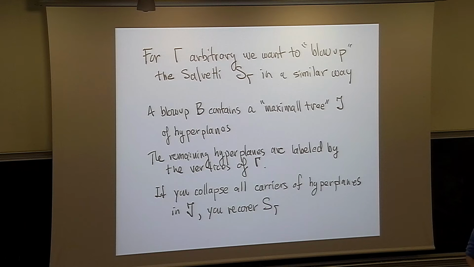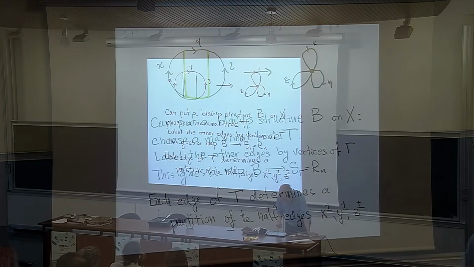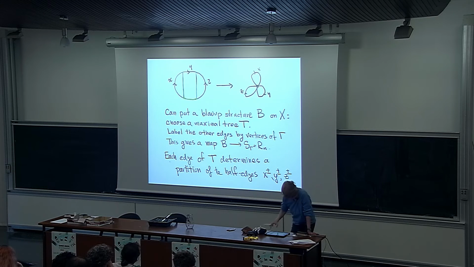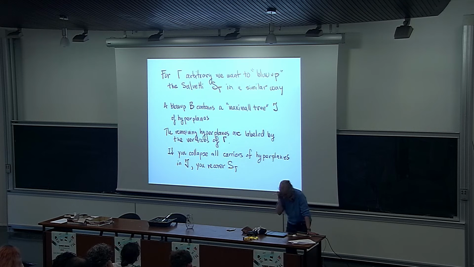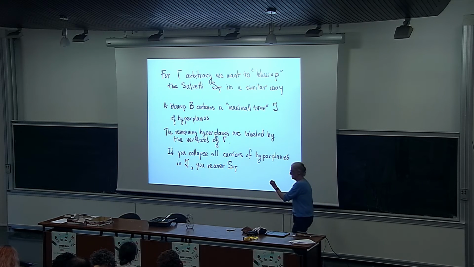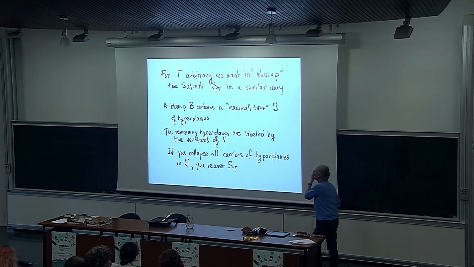So I can think of what I did back here as blowing up. That's the Salvetti complex for the free group, and I blew it up by blowing up that central vertex into a maximal tree. So I want to do a similar thing. Instead of blowing up the vertex at the center of a rose, I want to blow up the vertex at the unique vertex of the Salvetti complex, and instead of into a tree, I want to blow it up into a complex, a cube complex, a contractible cube complex.